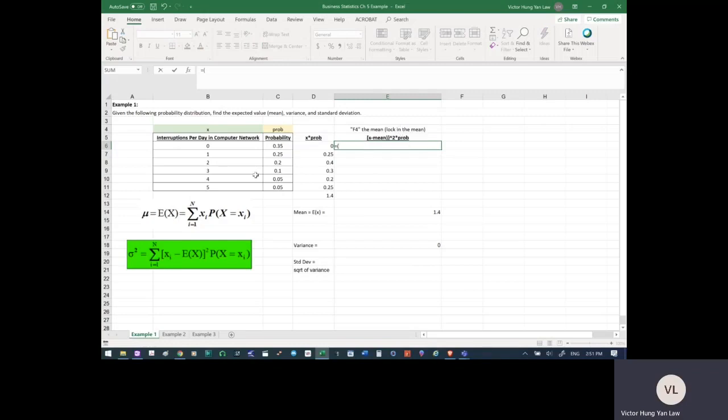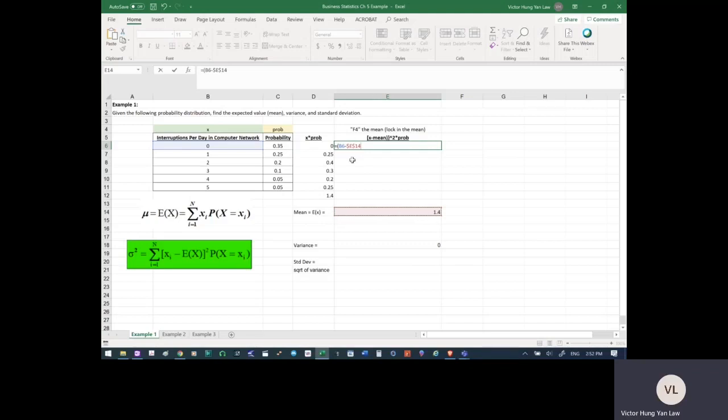So x minus the mean, x is your column B, so 0, which is your B6. So B6 minus the mean, which is 1.4. And what you need to know here is that because we're going to replicate the formula, when we replicate the formula, we want the 1.4, we want the mean, to stay constant. So that's why we need to lock in the mean. And how we lock in the mean is we press F4 on your keyboard. When we press F4, you'll see that there's a dollar sign in front of the E, a dollar sign in front of the 14. And that's what we call absolute referencing.